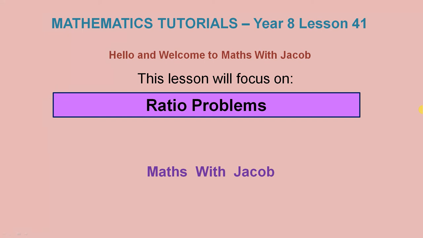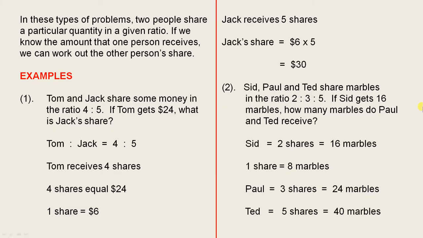This lesson will focus on ratio problems. In these types of problems, two people share a particular quantity in a given ratio. If we know the amount that one person receives, we can work out the other person's share, or the other people. So if there are more than two people, we can work out the share of all the other people.